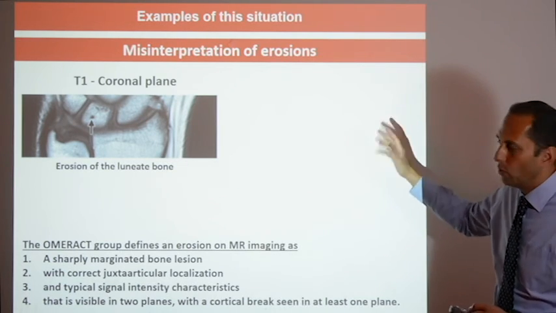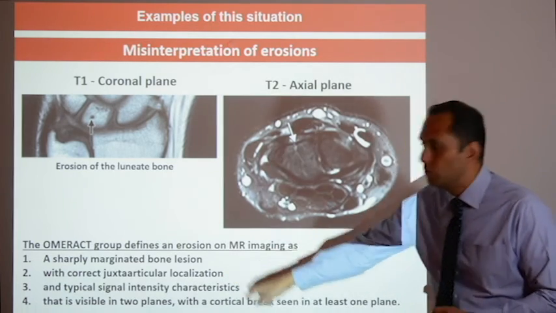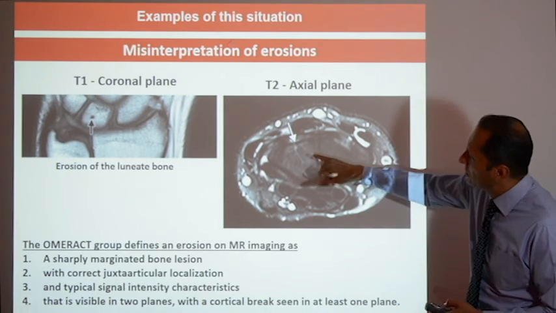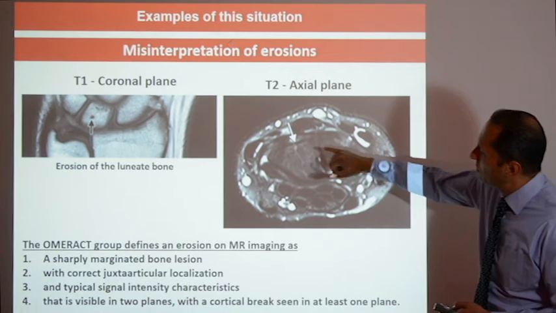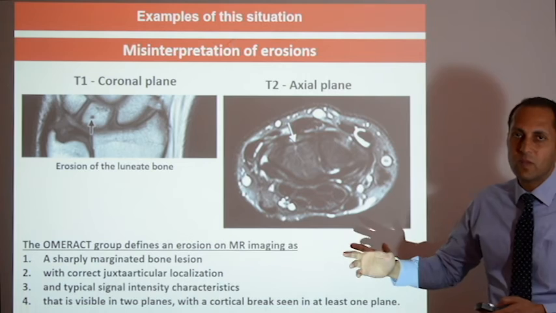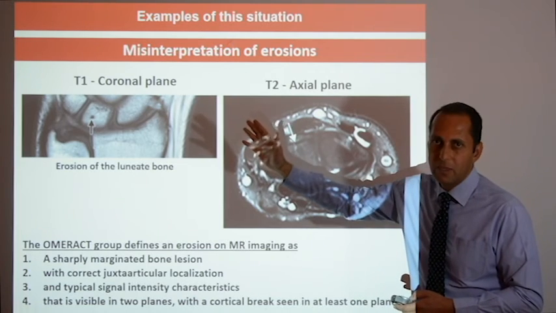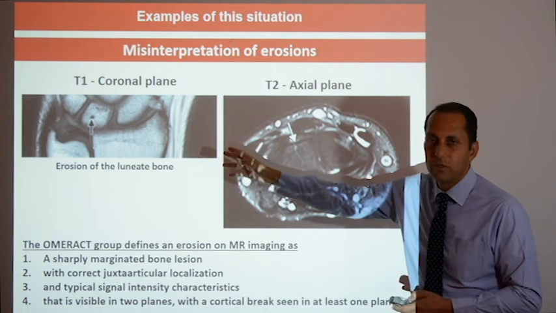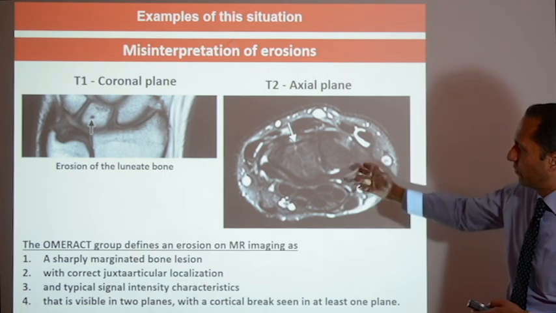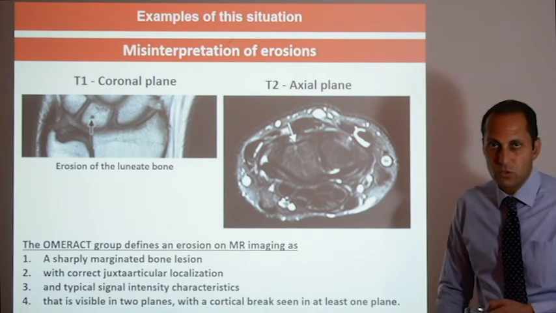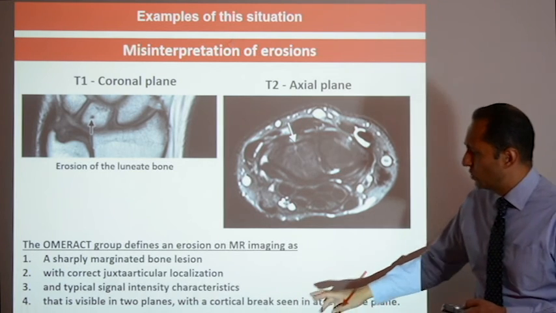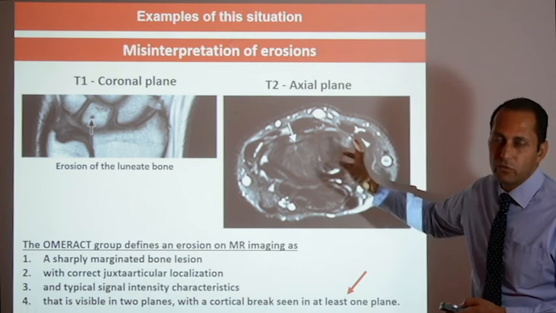other views, T2 or T1 with contrast also, that is visible in two planes. When we go for the second plane here, because we have to see it in two planes, we discover that it is not an erosion. It's a foramen for a nutrient artery. So if you go by the rules, you hardly ever make mistakes. If you see this pulse sequence only, you probably diagnose this as an erosion. But if you go for another plane, you discover that it's not an erosion, or you confirm that it is an erosion. So this has to be visible in two planes with a cortical break seen in at least one, so you have to have another plane.